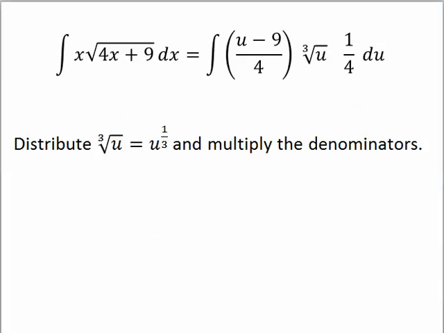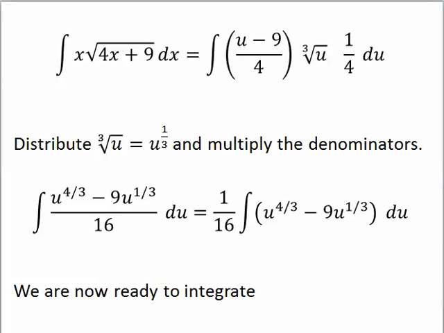First, distribute the third root of u, and let's also multiply the denominators. I pull the 1 over 16 outside. When I multiply u times u to the 1/3, I get u to the 4/3. And then multiplying 9 times u to the 1/3 gives me 9u to the 1/3. All right, we're now ready to integrate.